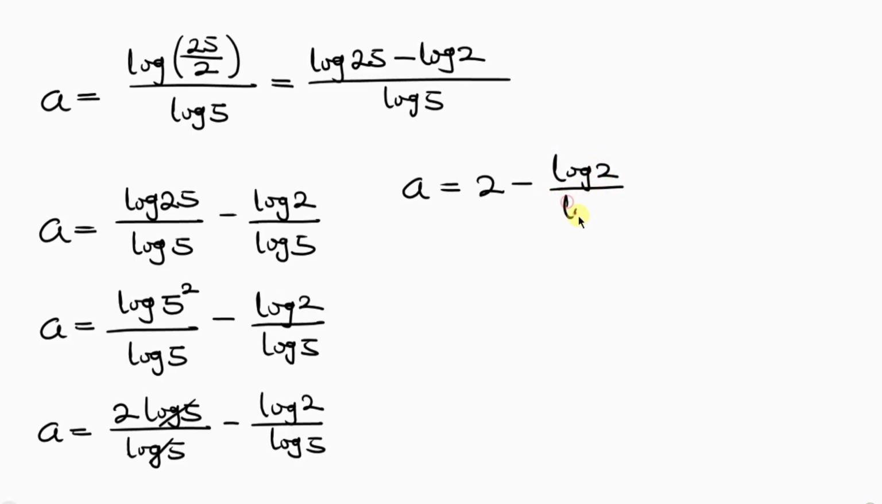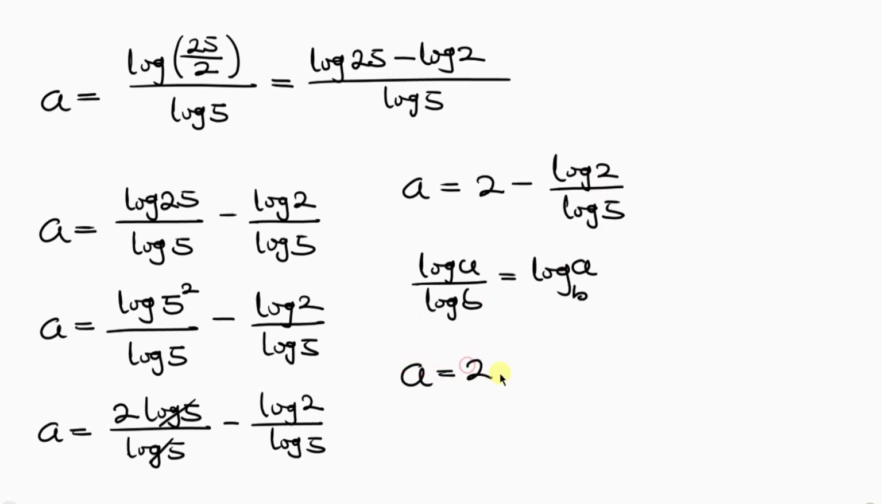Now lastly, we're going to be applying the law of logarithm that says when I have the log of a divided by the log of b, we apply the law of change of base, which says that this can be written as the log of a base b. So writing this in this form, we have a final answer to be equal to 2 minus the log of 2 base 5. And this is our final answer.